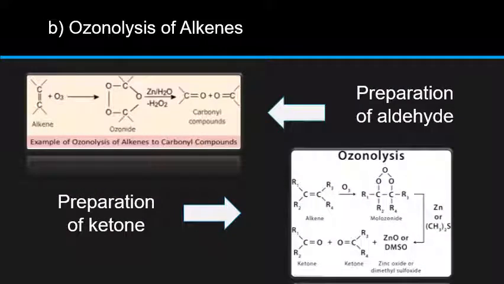Next is the ozonolysis of alkenes. As we can see, the double bond between the carbons will be broken and each of the carbons will be attached to an oxygen that will form an aldehyde. The same process goes for the preparation of ketone. The double bond between the carbons will be broken and each of the carbons will be attached to an oxygen that will form a ketone.